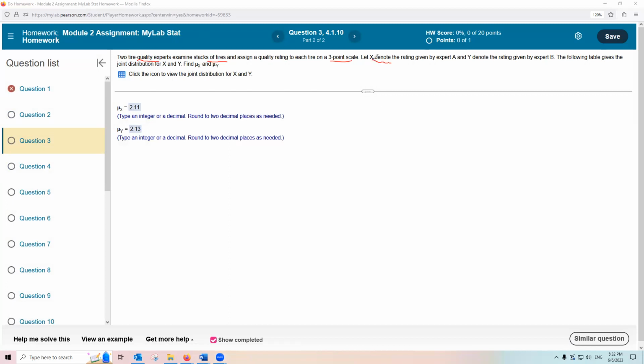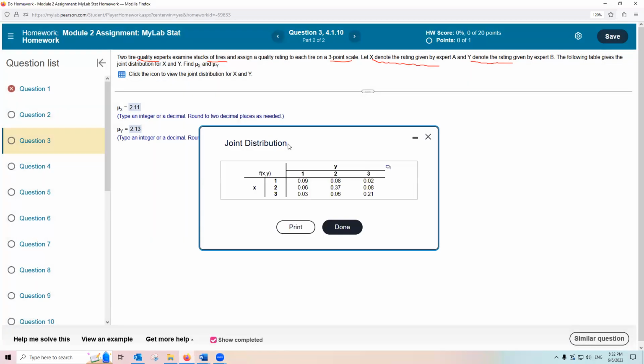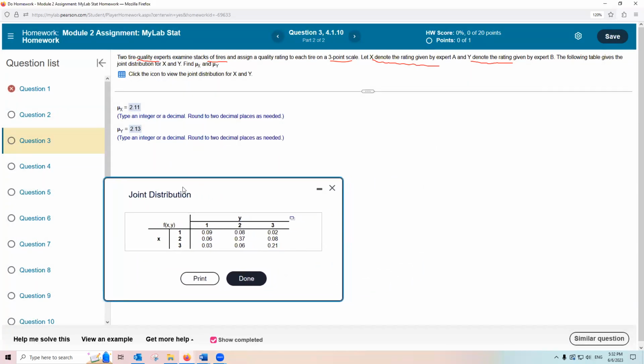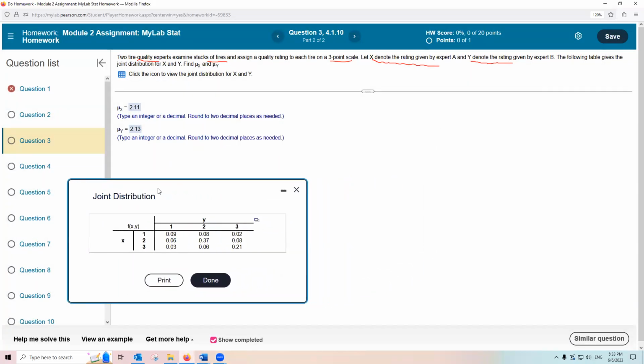X is the rating given by expert A, Y is the rating given by expert B. So these ratings might be the same, or they could be slightly different, right? Expert A and expert B might judge the same tire slightly different. So here is the joint distribution in this table. Let me click on this table so we have it. All right, so here's the joint distribution. And what they're going to ask us to do is find the mean for X and the mean for Y.